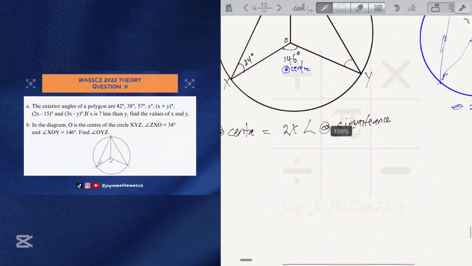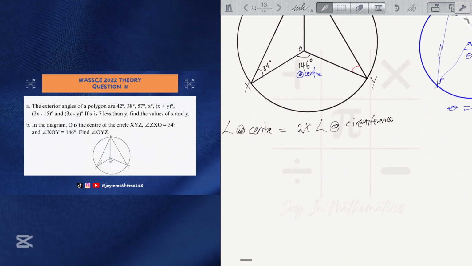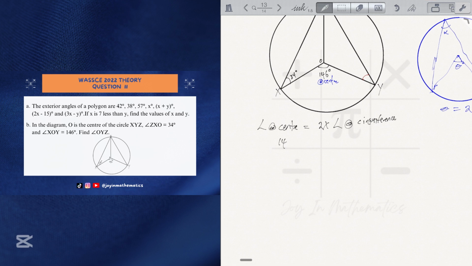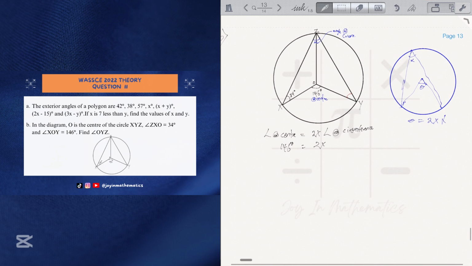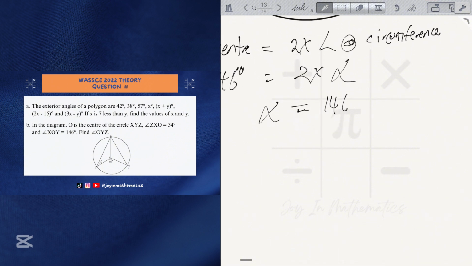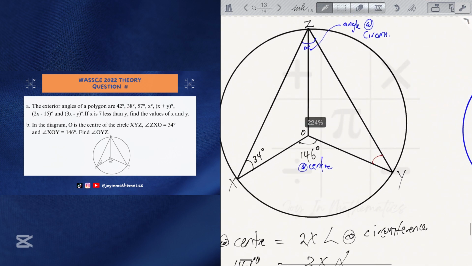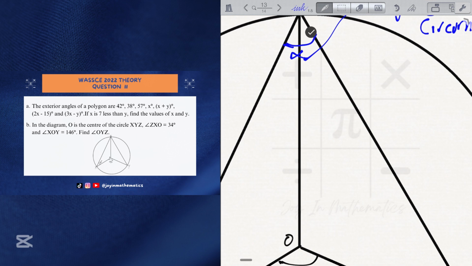And implementing this, the angle at center is 146 degrees. So 146 degrees is equals to 2 multiplied by alpha. So we have alpha to be 146 divided by 2. Alpha is equals to 146 divided by 2, and this will give us 73 degrees. Now if we go back to the diagram, the whole of this angle from here to here is 73 degrees.